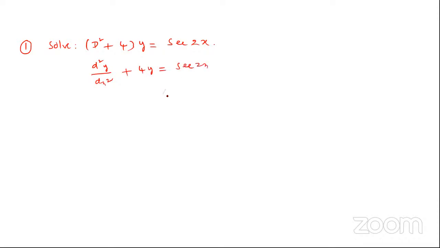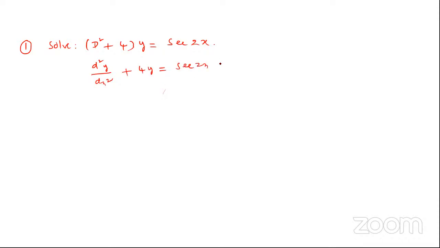So first example, solve d square plus 4 into y equal to secant 2x. Or it may be given like this also, d square y by dx square plus 4 into y equal to secant 2x.